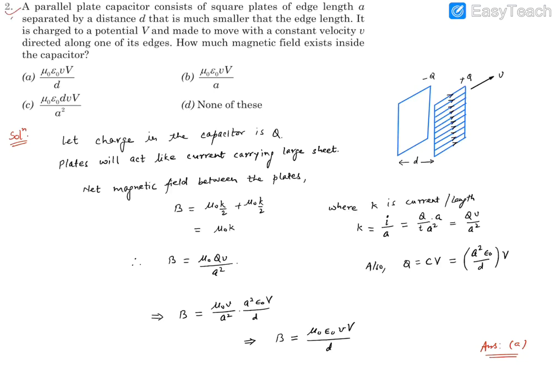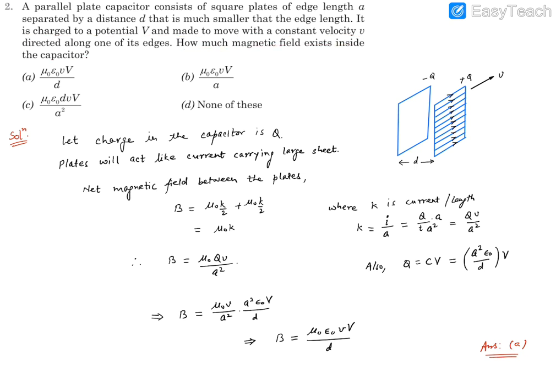Question number 2. It reads: a parallel plate capacitor consists of square plates of each length a, and they are separated by a distance d, which is much smaller as compared to the edge length. It is charged to a potential V and made to move with a constant velocity directed along one of its edges. How much magnetic field exists inside the capacitor?